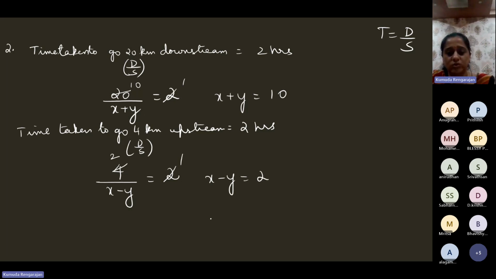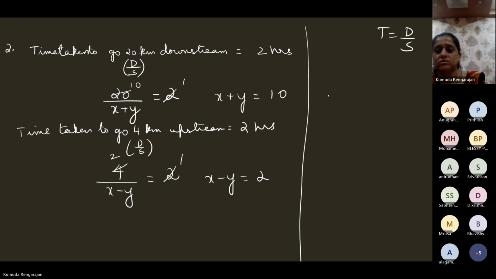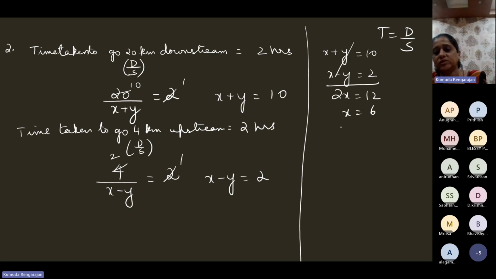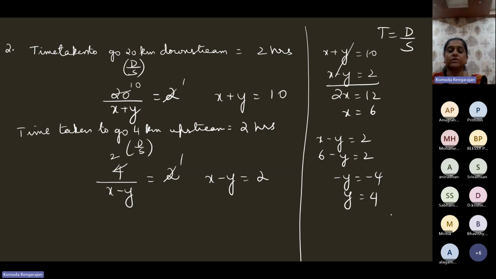Now, when you solve these two equations, plus y and minus y get cancelled. So you'll have 2x is equal to 12, correct? x plus y is equal to 10, x minus y is equal to 2. When you substitute x as 6 in x minus y is equal to 2, 6 minus y is equal to 2, minus y is equal to minus 4, y is equal to 4. So that means the speed of the boat is 6 kilometers per hour and the speed of the current or water or stream is 4 kilometers per hour.